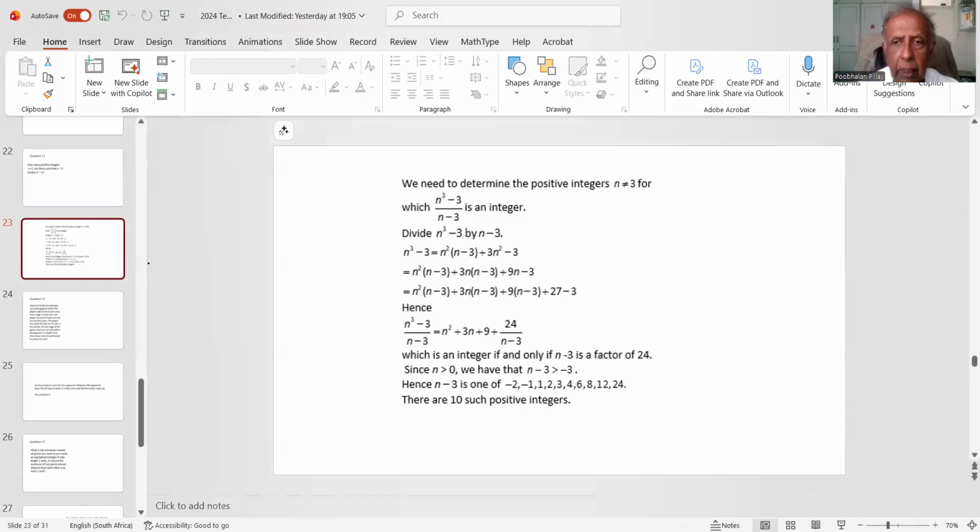So you can see, I've done this in a rather complicated way of dividing, but my method of division is, I think, the best way. You still can get to the same answer. And we see right at the end that there are 10 positive integers. Okay, so that corresponds to the answer that I had.